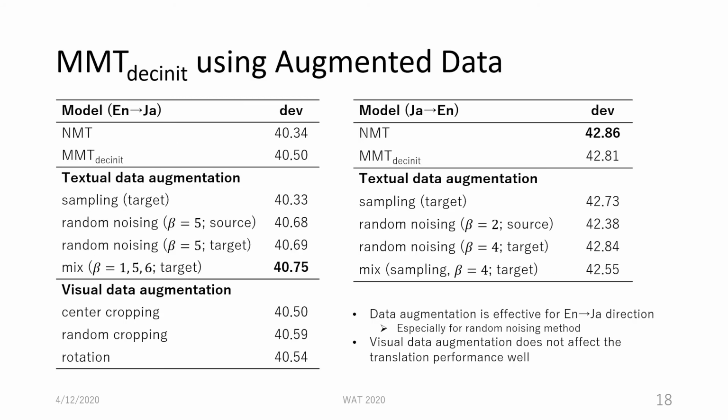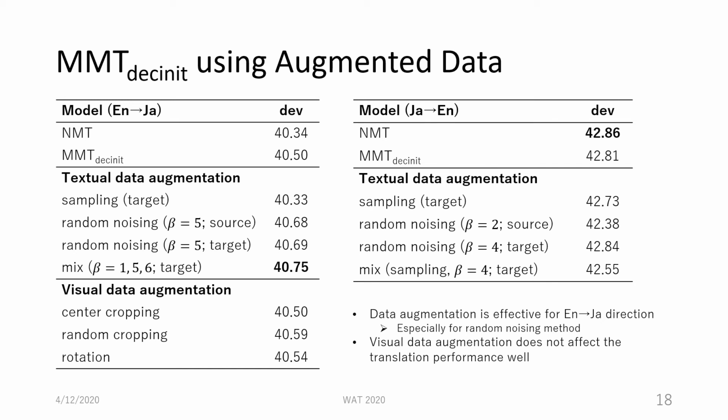This is our translation result on a dataset for bus directions when using augmented data. Each model is trained 3 times with different seeds, and it scores the average of 3 model scores. For English to Japanese, looking at the left table, we chose these beta values because the model of the randomizing method with beta 5 has achieved the highest score among the ones with other data augmentation methods, followed by beta 1 and beta 6. Also, these beta values are used for the mixed model.